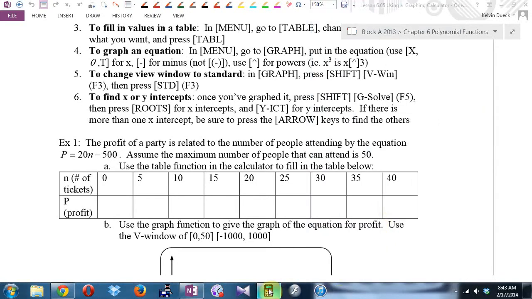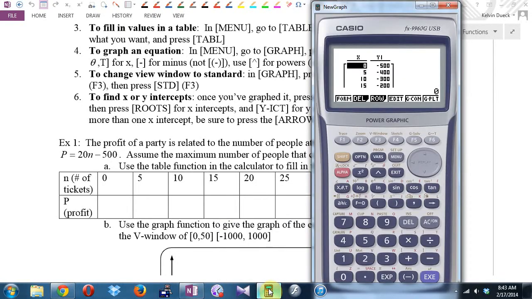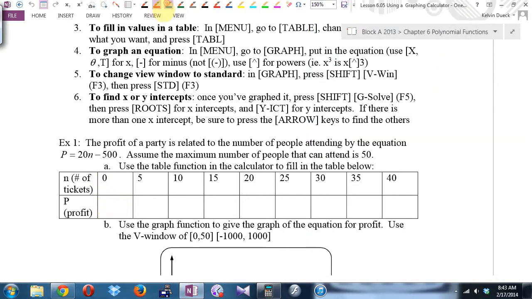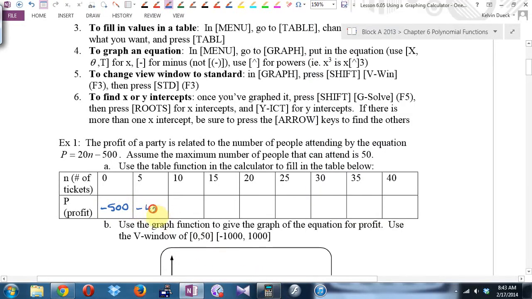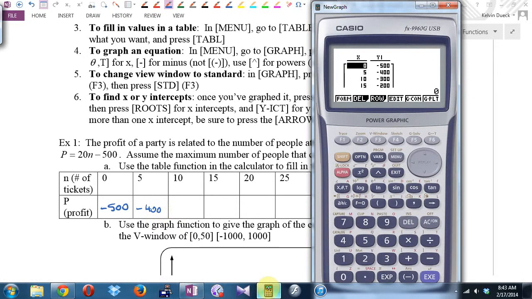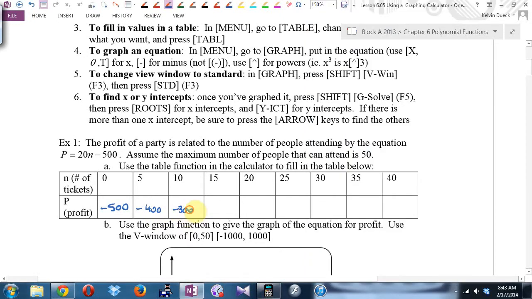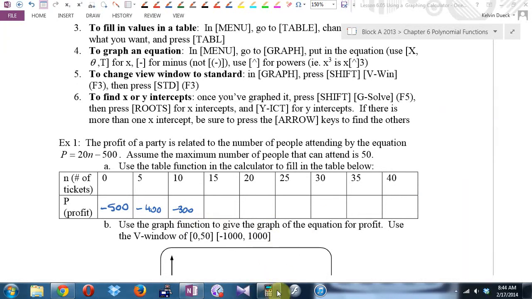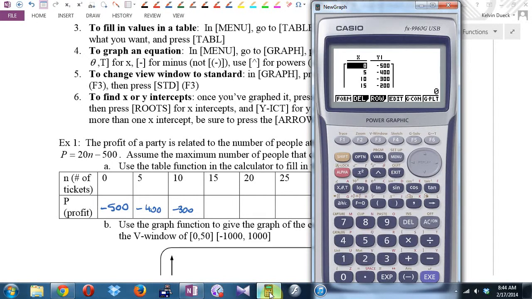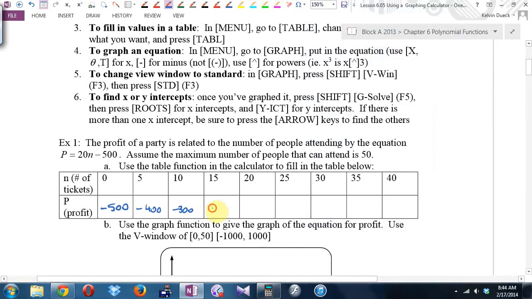So let's fill in the table. It looks like when n is 0, profit is we're going to lose $500. If 5 people show up, we're going to lose $400. If 10 people show up, we're going to lose $300. Someone else showing up late. Let's see, when x is 15, negative 200.